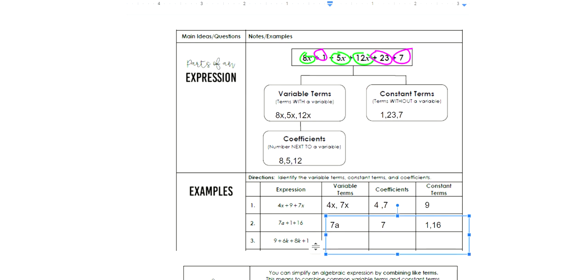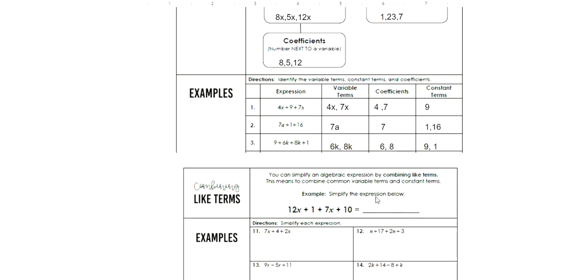Okay, so this one we have a 6k and we have an 8k for our variable terms because they have a letter next to it. And then the coefficients, the number in front of the variable, is 6 and 8. And then our constant terms are the numbers all by itself, so that'd be 9 and 1. This comes into play later on when you are doing algebra and you have what are called polynomials. But right now we are just trying to learn those 3 terms, okay?